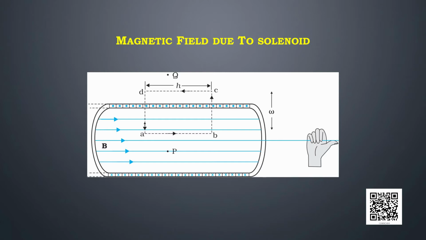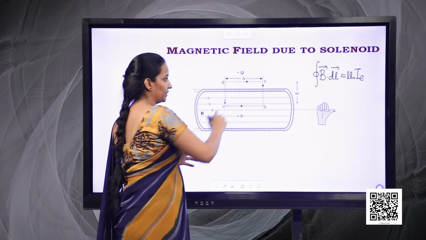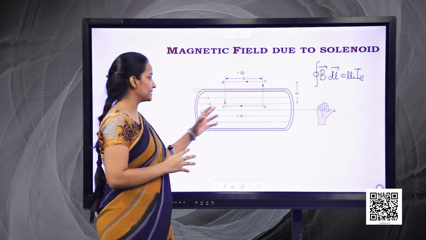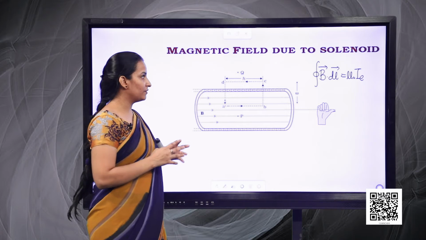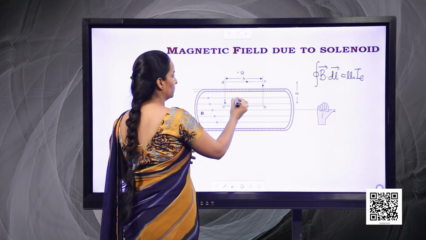As we know, Ampere's circuital law says that the integration of B dot dl is equal to mu naught times I enclosed. Now, using this expression, we will find out the magnetic field due to the solenoid. Here ABCD is the Amperian loop, and it has components AB, BC, CD and DA. We will find out the magnetic field due to all the components one by one.